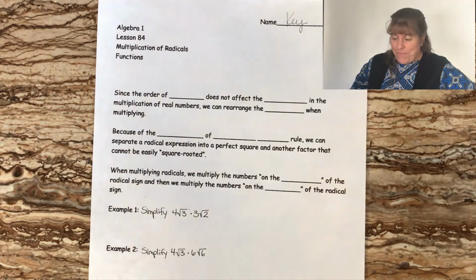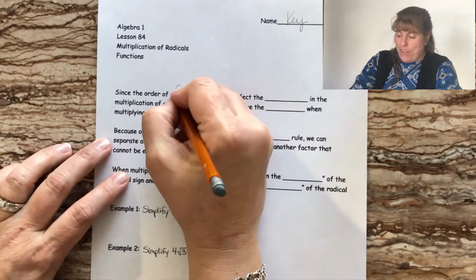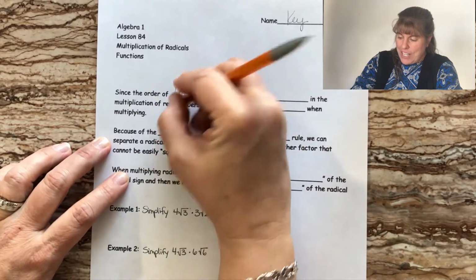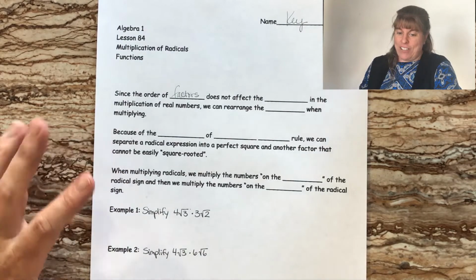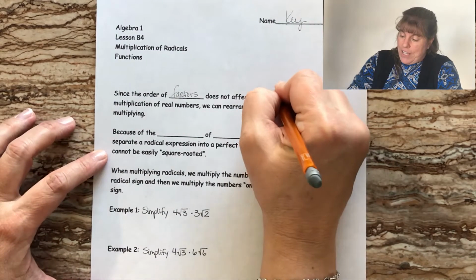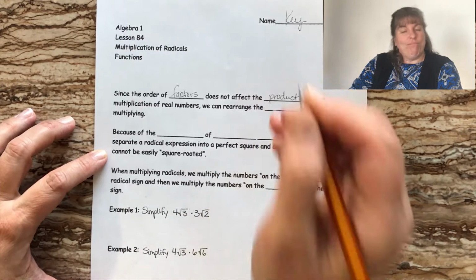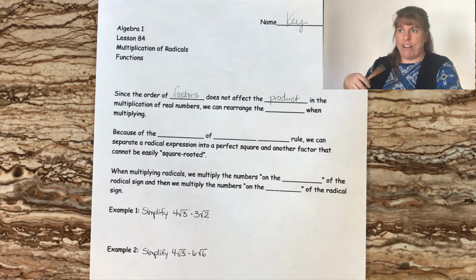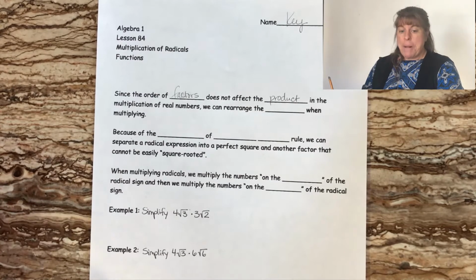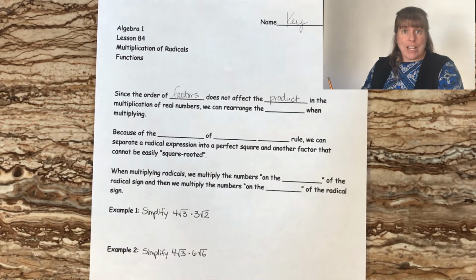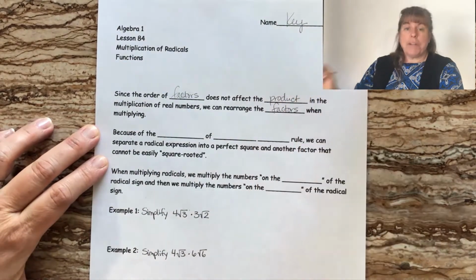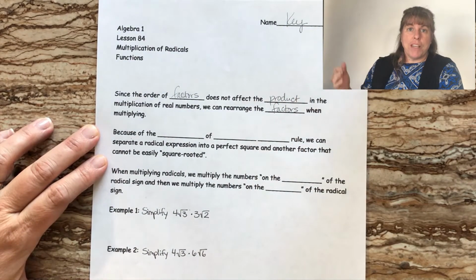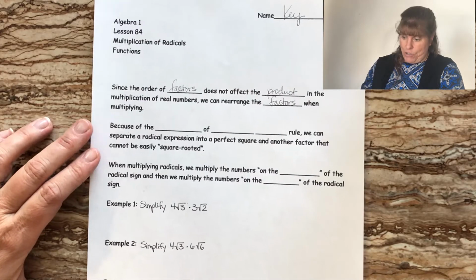Multiplication of radicals. We already know that the order of factors does not affect the product. So we can multiply in any order, which we've already been doing since about 3rd or 4th grade math. We can also add in any order, but for today we're just multiplying. So that means that we can rearrange the factors when we multiply. So 2 times 3 is the same as 3 times 2. We're going to use that type of thing soon.